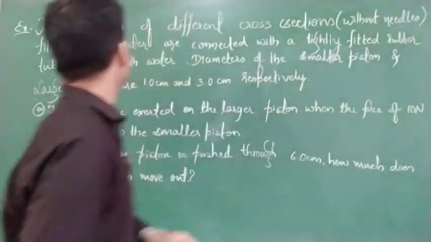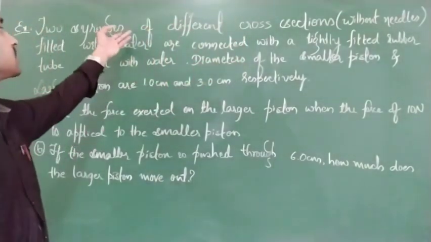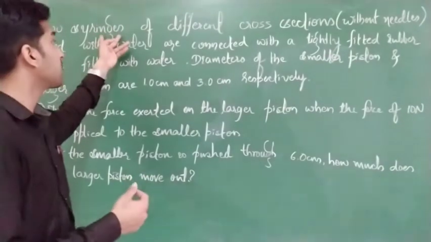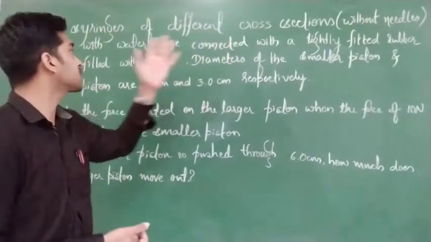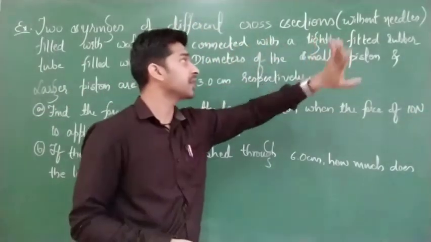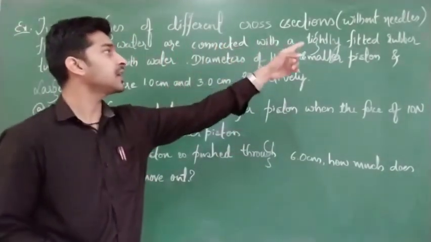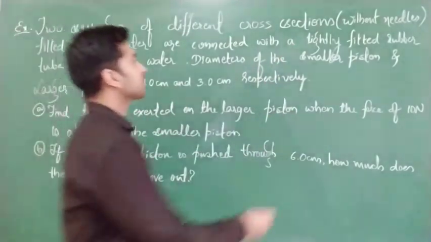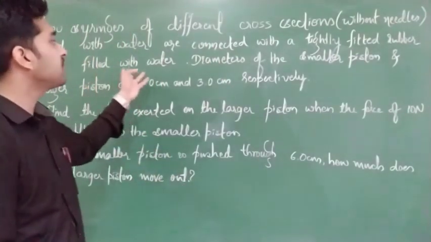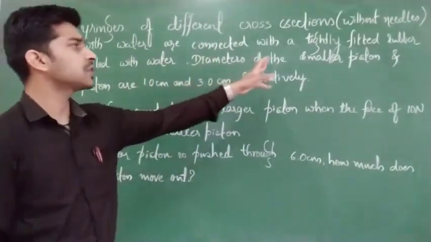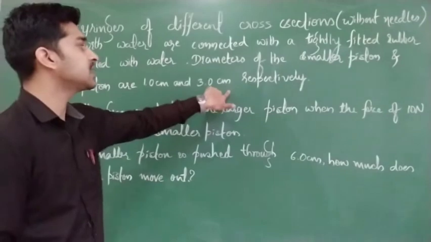So, two syringes of different cross sections. Syringes means what is used in hospitals, like injections. Two syringes of different cross sections, without needles, are filled with water and connected with a tightly fitted rubber tube. With the help of the rubber tube they are fitted together and filled with water, and the diameters of the smaller piston and larger piston are 1 centimeter and 3 centimeter respectively.